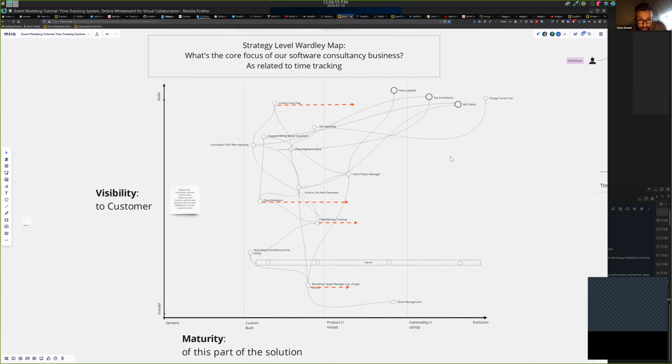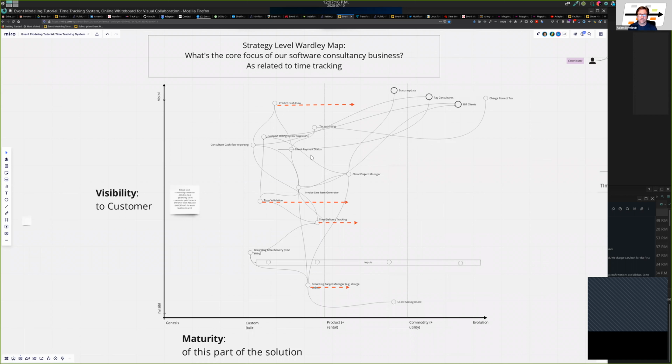Tax reporting. That was good. We can tackle it next. I think we did talk about tax reporting. I think we left off at client management. Okay. And then client payment status. So that's different. That's financial, like financial accountant kind of stuff.